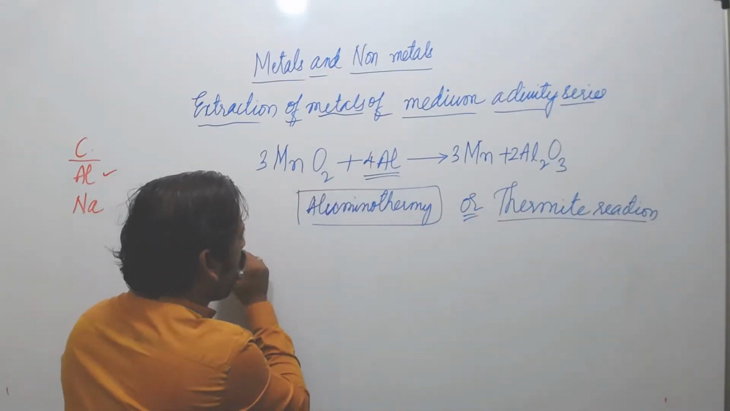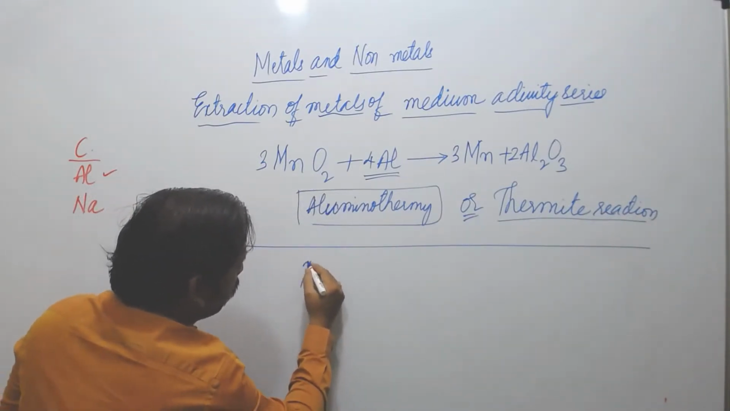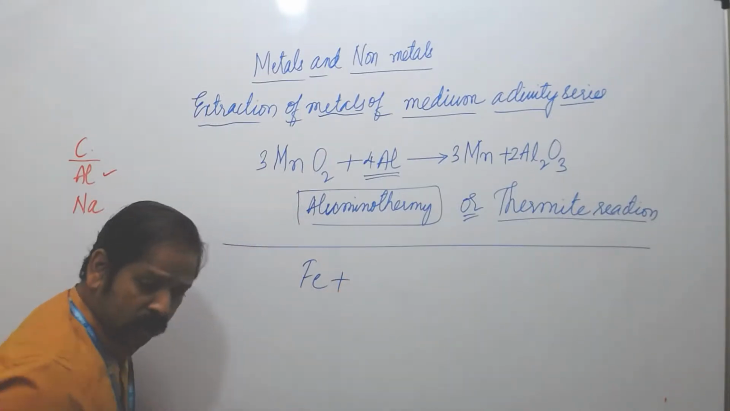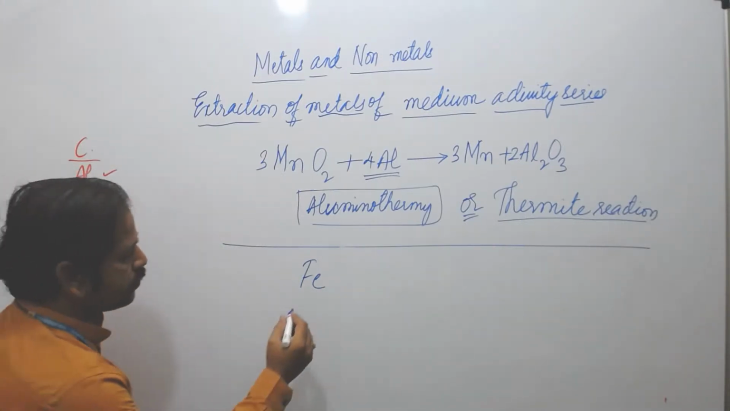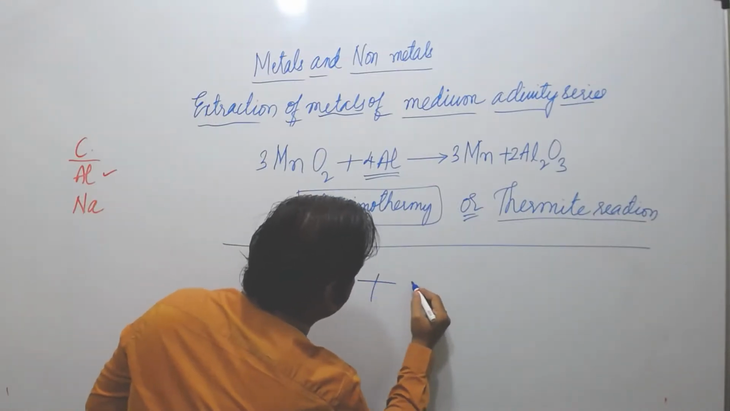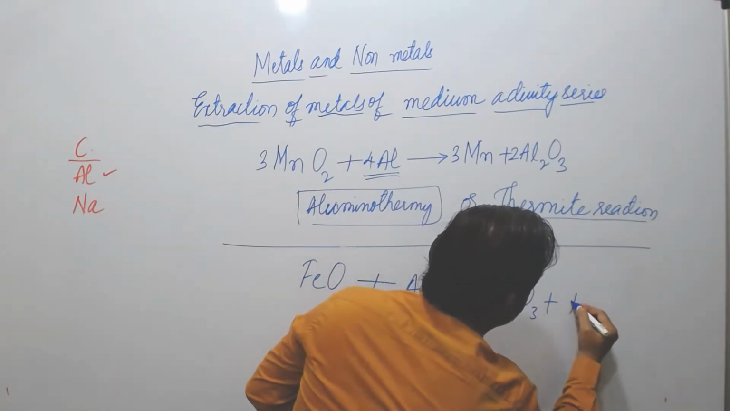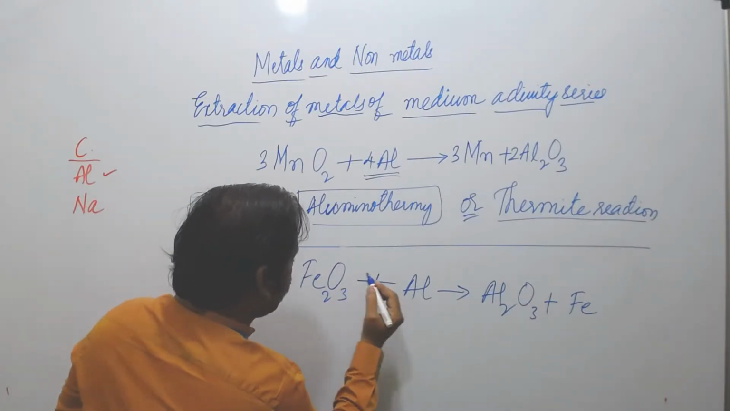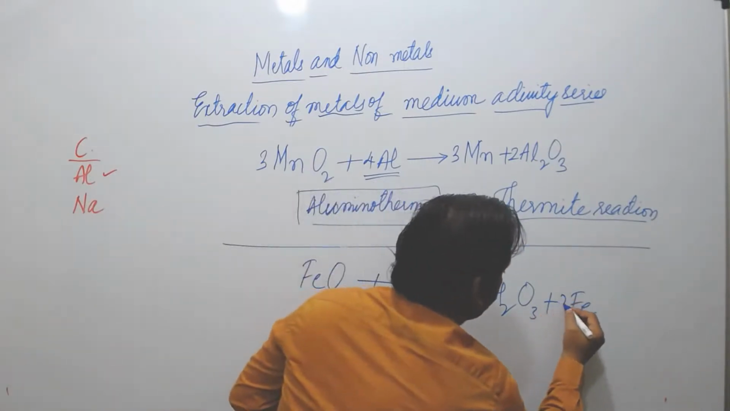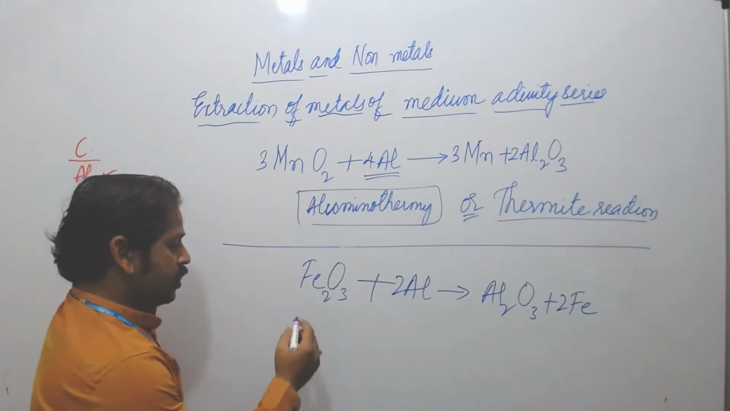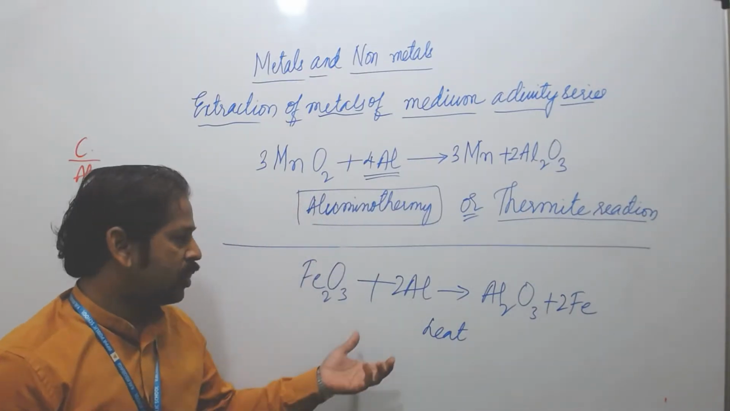For example, iron oxide is reacting with the aluminium to form aluminium oxide plus iron. Okay, Fe2O3, 2Al, and 2Fe. Yes, here a huge amount of heat is available. Huge amount of heat and spark will be available.